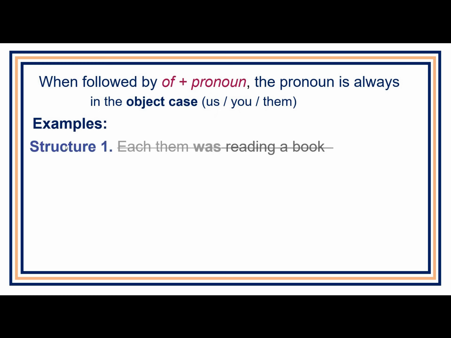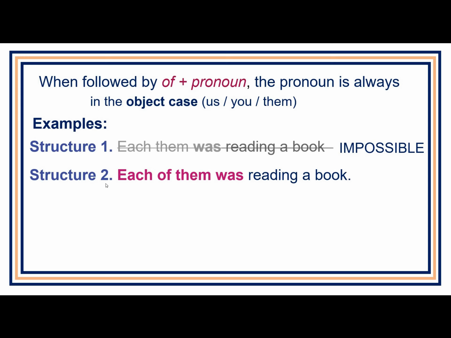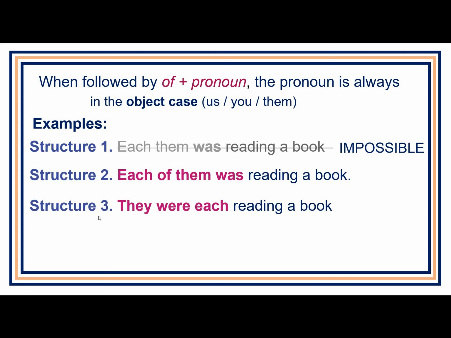Examples. Structure 1. Each them was reading a book. This was impossible. Structure 2. Each of them was reading a book. Structure 3. They were each reading a book, or they each were reading a book.